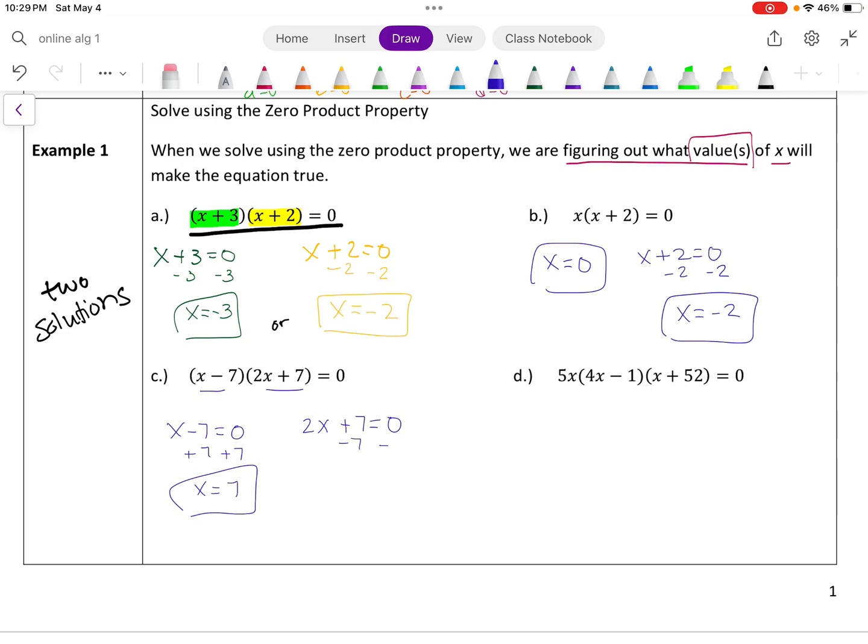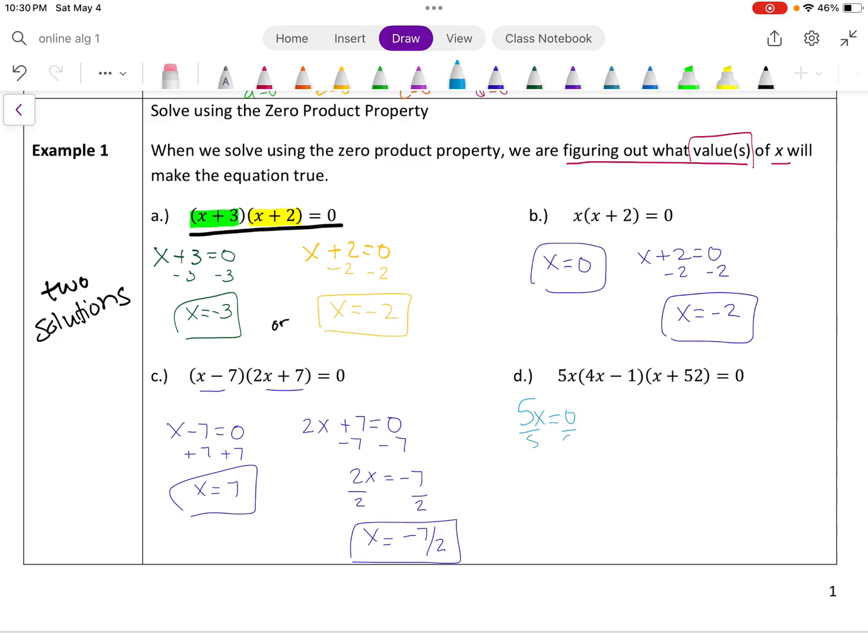So x could be a positive 7, or if I solve 2x + 7, x could be a negative 7/2. That's okay, x could be a fraction or a decimal. Look at that, 2 solutions. Letter D, notice that that has 1, 2, 3 different factors. 1, 2, 3 x's. So we're actually going to have 3 solutions for this one.